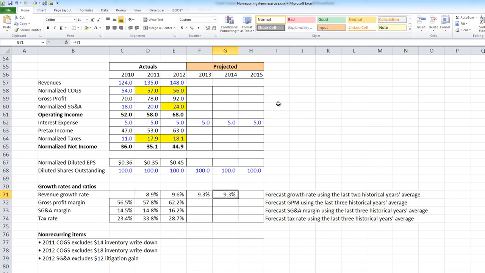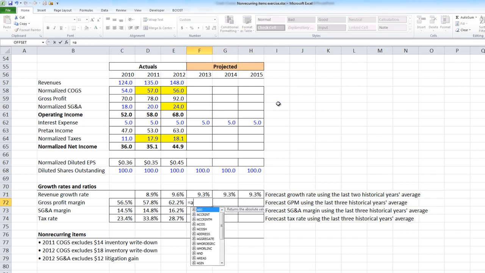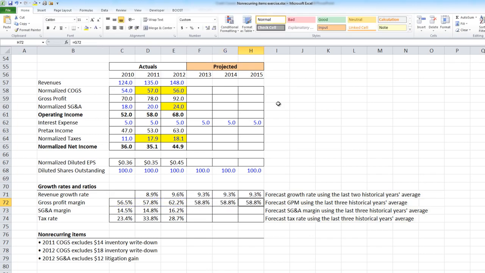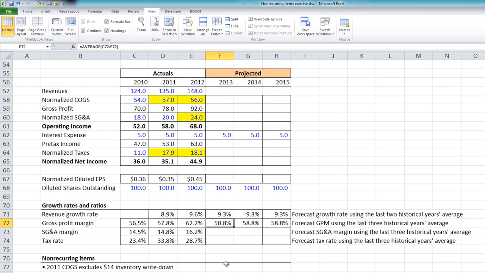Let's keep this simple. Gross profit margin, we're using the last 3 years average. Yeah, keep that. We're going to do the same thing with SG&A and the tax rate. And now what we're ready to do is forecast the new normalized income statement. We're going to do that as follows.